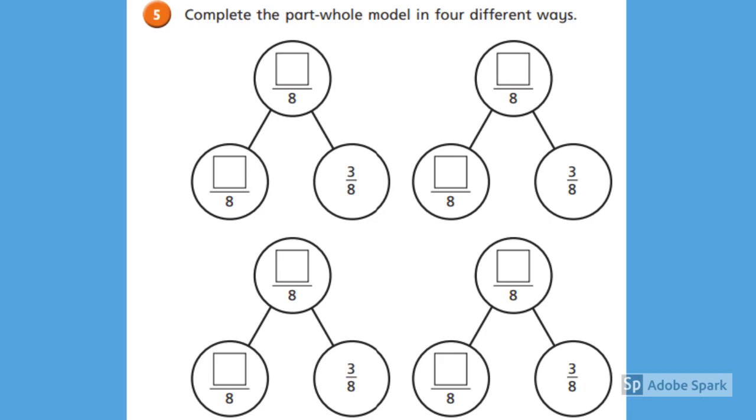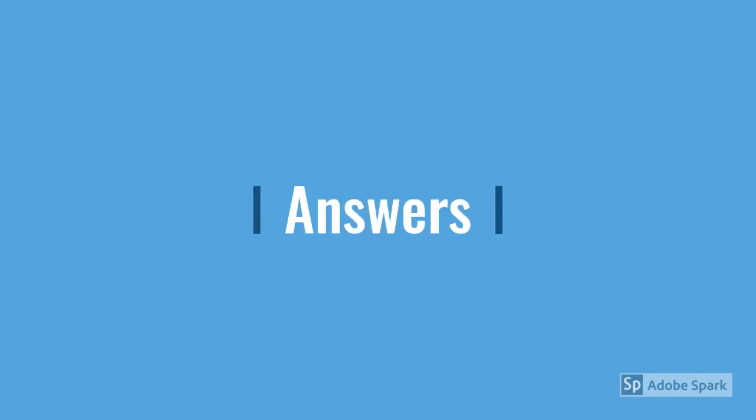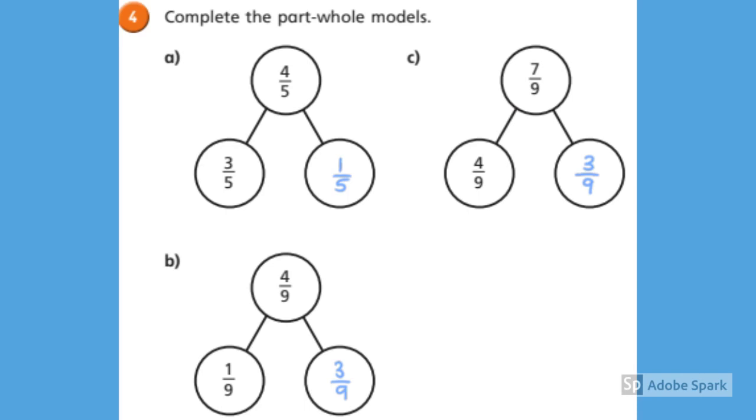You can see here that the numerators are missing in some of the boxes. Can you think of the different combinations? Answers to number 4. You can see that both parts that make up 4/5 are 3/5 and 1/5. B. The parts that make up 4/9 are 1/9 and 3/9. C. The parts that make up 7/9 are 4/9 and 3/9.